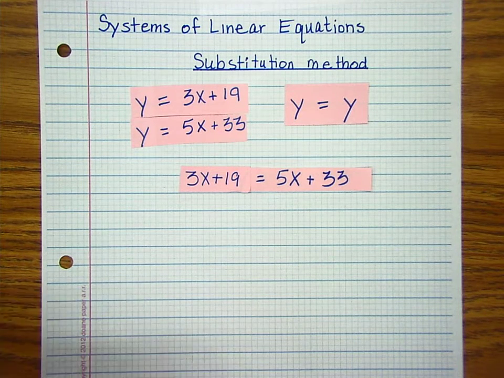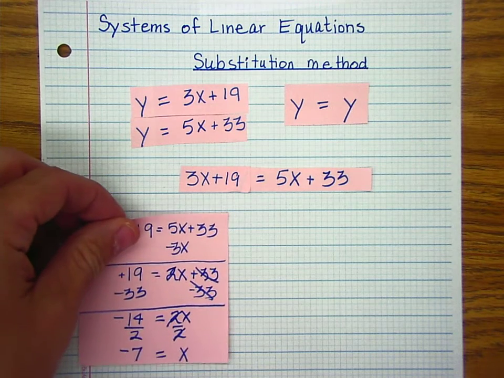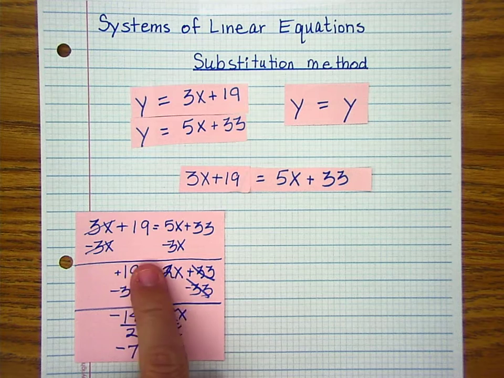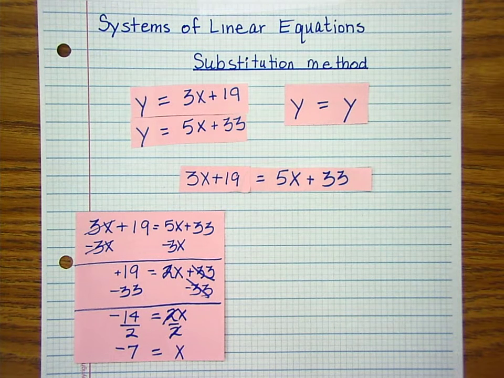And we simply do that by getting x alone. And when you do that, you get the value of x. I follow my order of operations of solving equations, and I get the value of x is equal to -7.